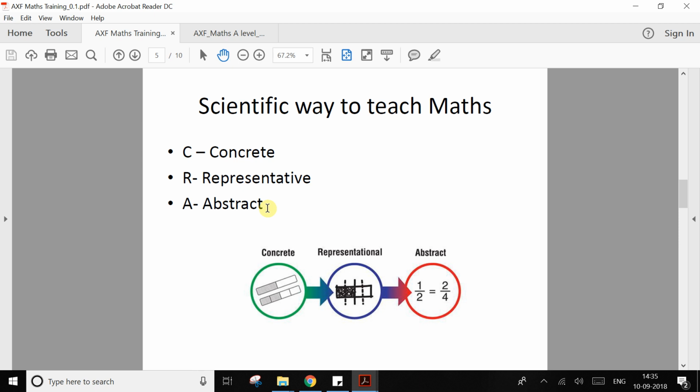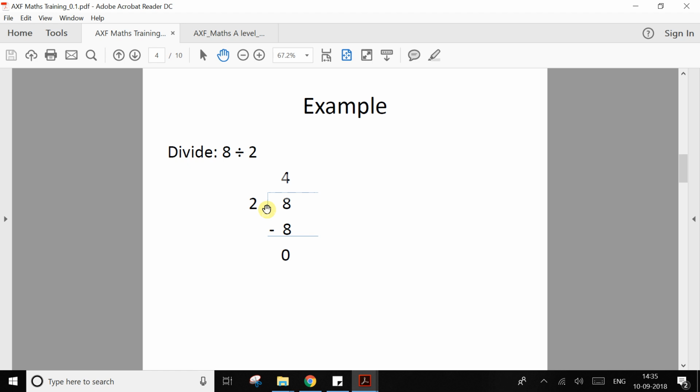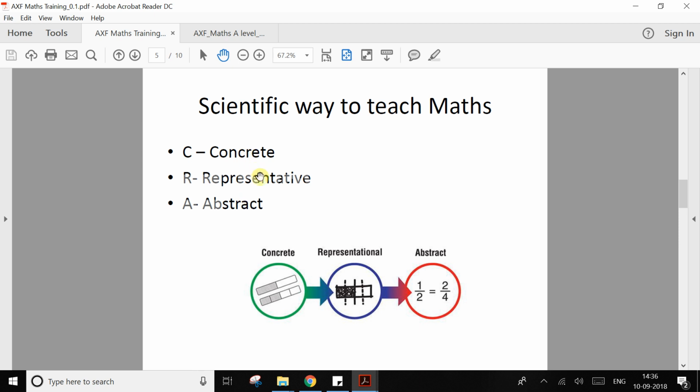First, make children do it in a real life situation. First concrete, then come to representative, and then come to abstract. So for your question, should we not teach this? You can teach this, but before teaching this, you should have done concrete, representative, and then you should come to abstract. So this is one major point I want to communicate. Use the CRA method to teach maths in AXF.